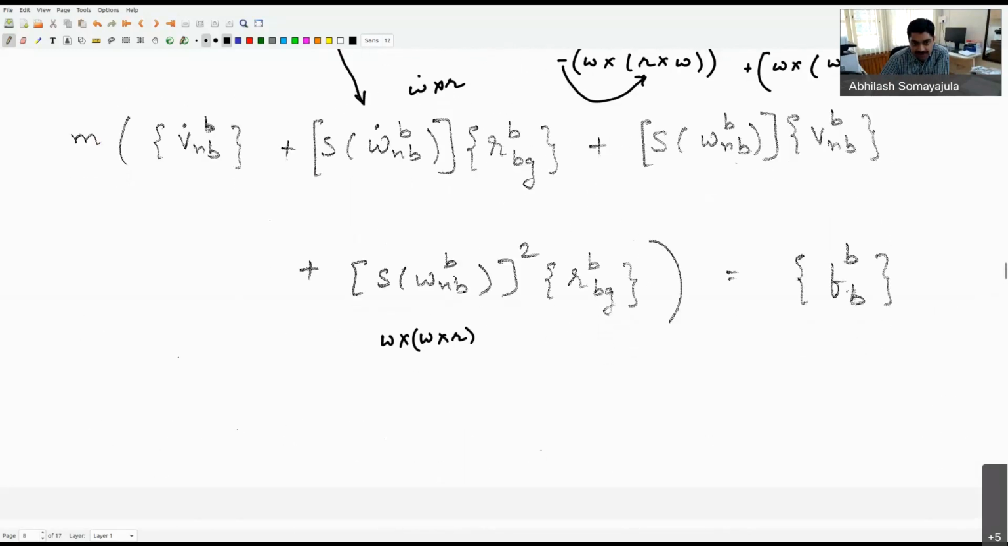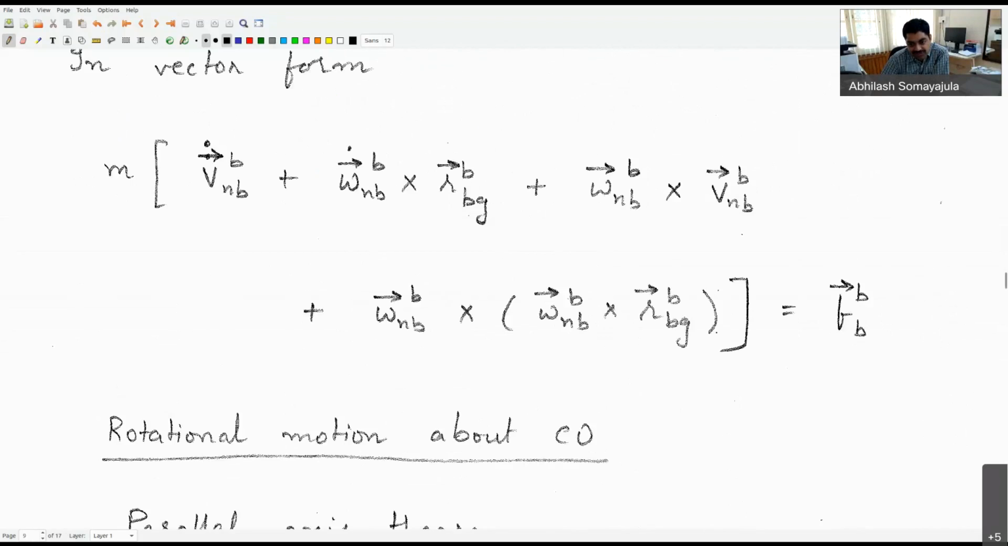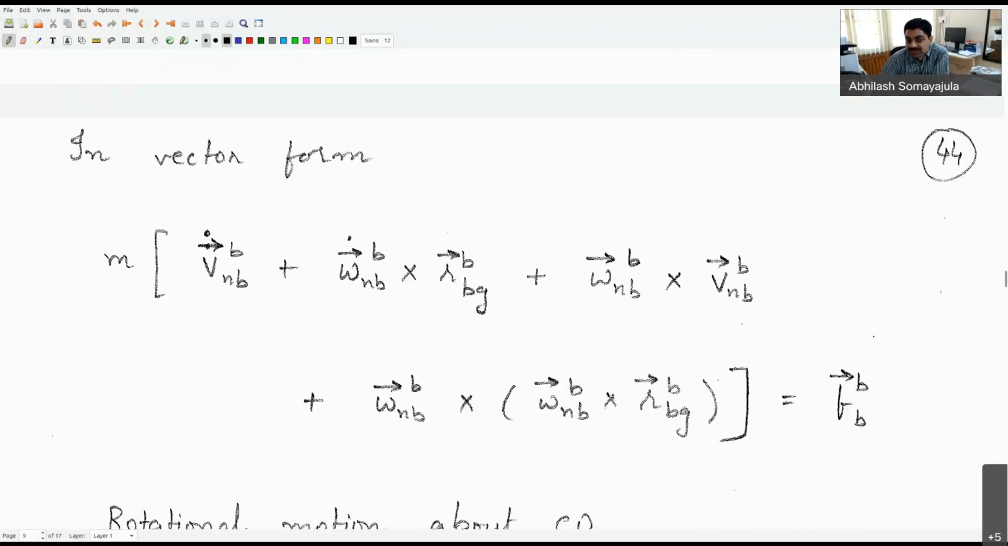So in the vector form, if I wanted to convert this matrix form into the vector form, I can now write mass times the velocity dot plus omega dot cross r plus omega cross v plus omega cross r is equal to f. So that becomes our translational equation of motion when we are expressing this about the body fixed frame's origin.